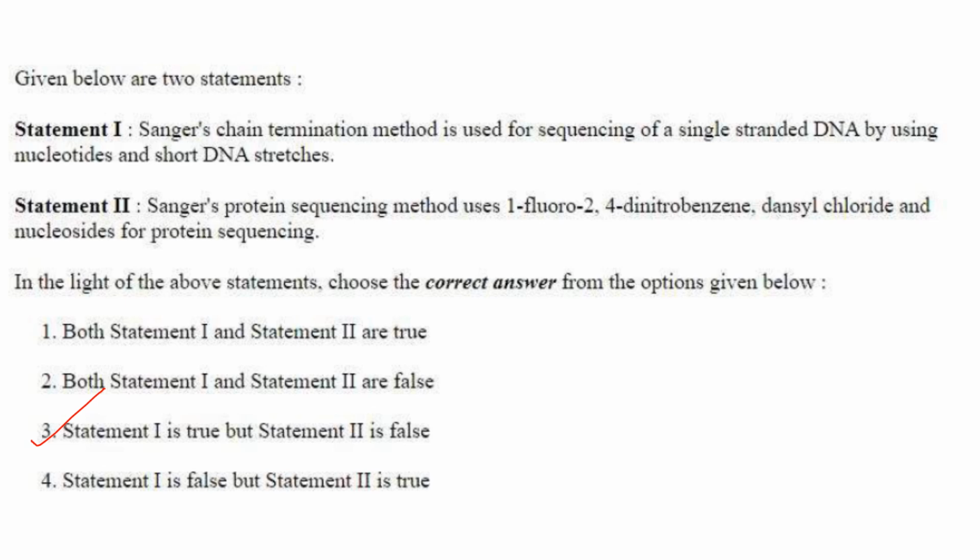Then next one. Sanger's chain termination method is used for sequencing of single-stranded DNA by using nucleotides and short DNA stretches. That's correct. Sanger's protein sequencing method uses 1-fluoro-2,4-dinitrobenzene, dansyl chloride and nucleosides for protein sequencing. Sanger's protein sequencing method is nothing but your Edman degradation. It uses phenyl isothiocyanate or the Edman reagent, not the ones which have been mentioned in the statement 2. So statement 2 is not correct. Statement 1 is correct.